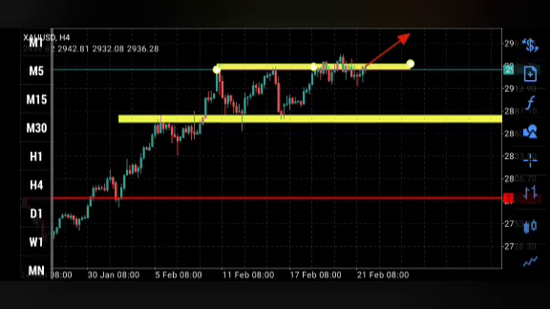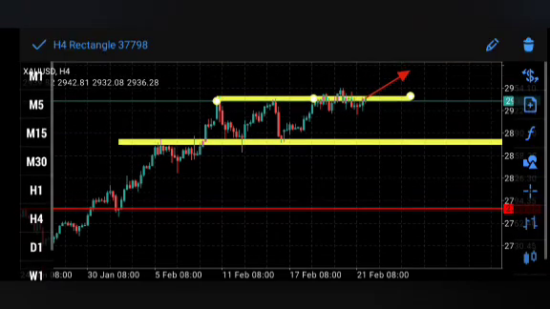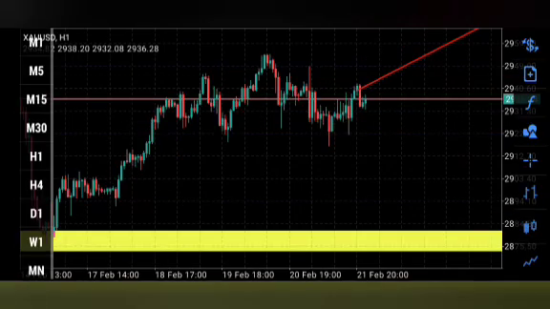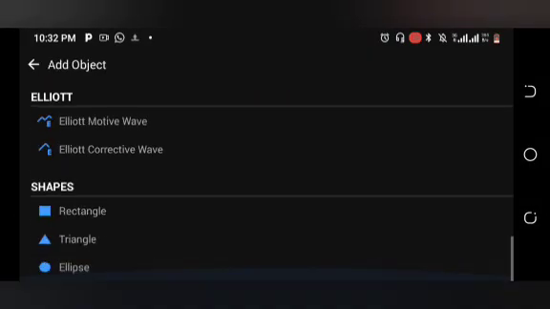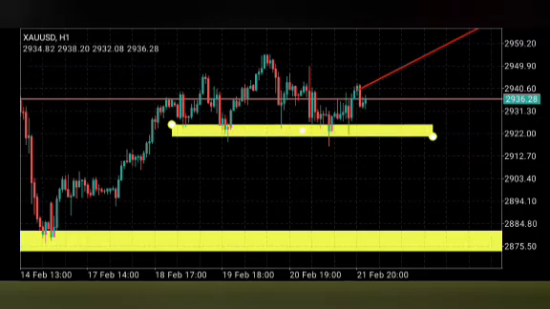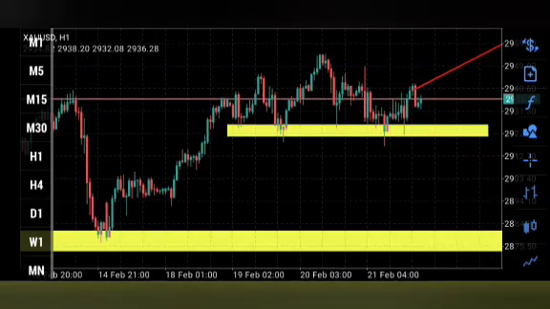Let's go to the 1 hour time frame so you see it properly. Let me remove this so you can actually see what I'm saying properly. So this is what I'm saying here. Because there is a support zone here. It has been tested a couple of times.